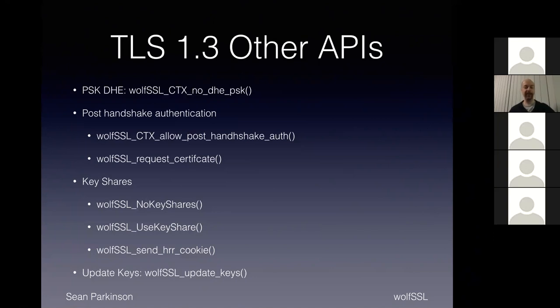So that's helpful if you are dealing with new servers where you don't know what's going on. But hopefully, if you control both ends, or you have some previous idea of what's going on with the server, then you can specify exactly which key share algorithm you want to use. You can do that with the wolfSSL use key share API.